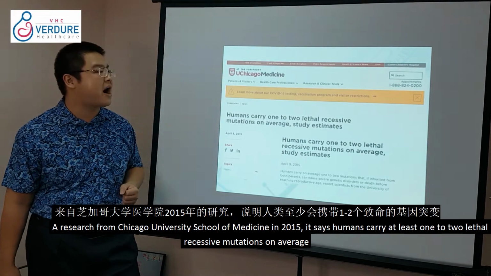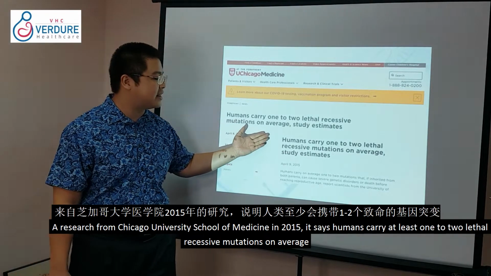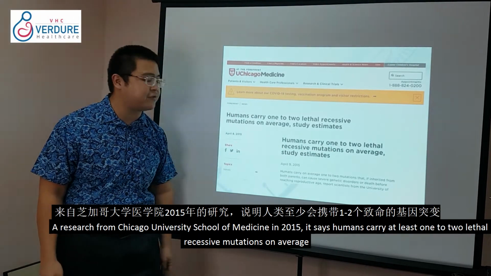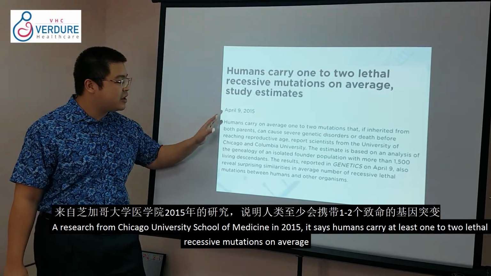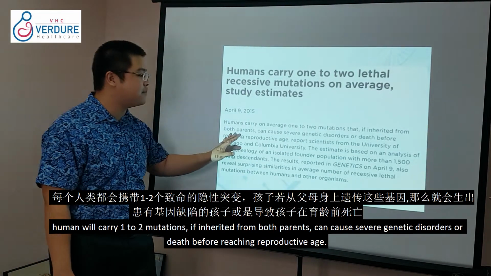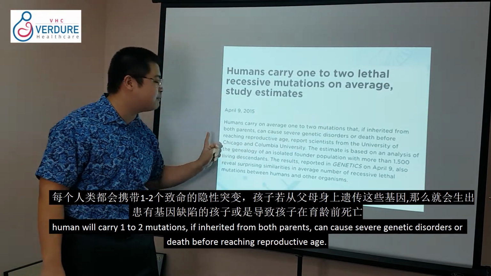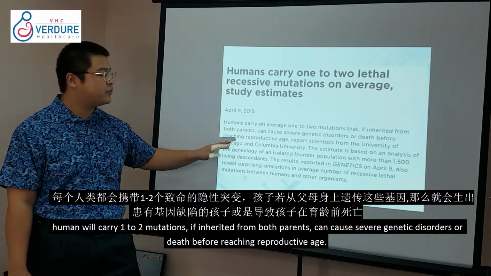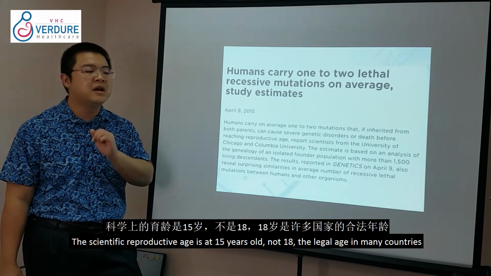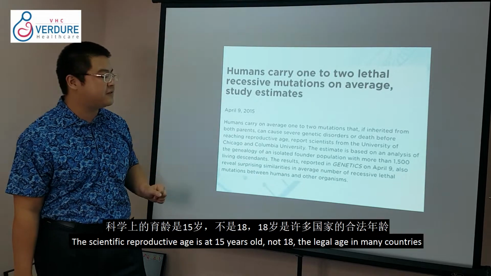Back in 2005, the Chicago University School of Medicine did a research something like this. Humans carry 1 to 2 lethal recessive mutations on average, study estimates. These are mutations that, if inherited from both parents, can cause severe genetic disorder or death before reaching reproductive age. Now, the scientific reproductive age is 15 years old, not 18, because 18 for most countries would be the legal age, but scientifically it will be 15.